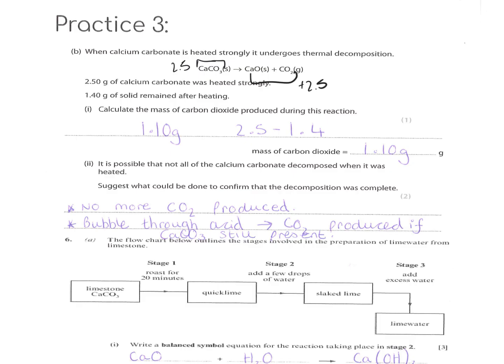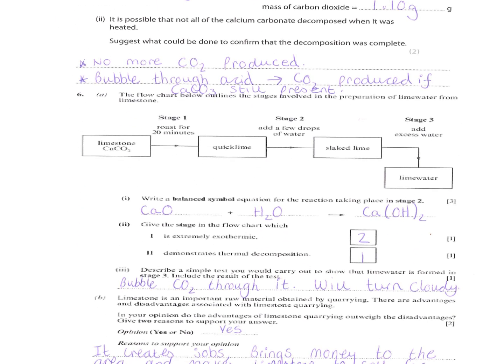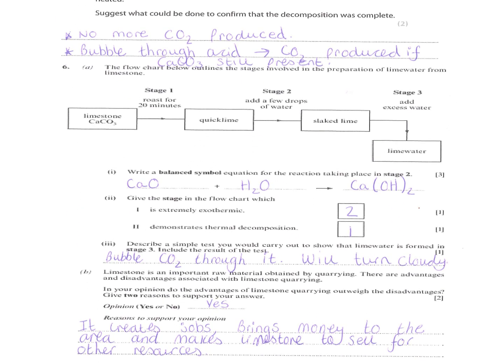Suggest what could be done to confirm that decomposition was complete. No more CO2 is produced. Bubble through acid. If CO2 is present, CO2 is produced and the calcium carbonate is still present. Nice little bit of a limestone cycle, but obviously remember you can go back up here.